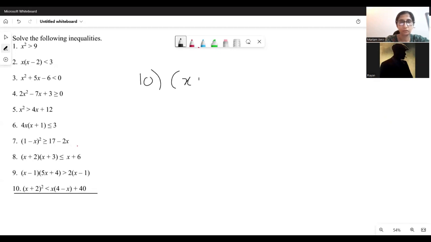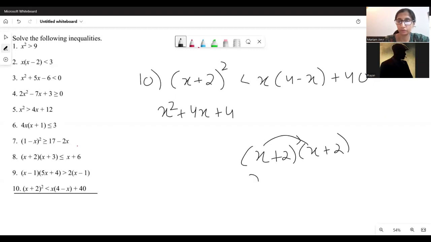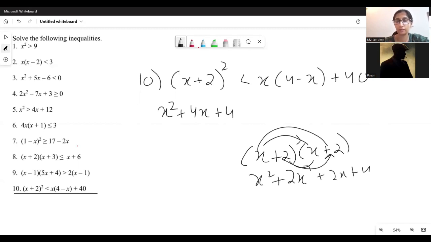X plus 2 whole square is less than 4x minus x squared plus 40. We have a squared plus 2ab plus b squared. X plus 2 whole square expanded becomes x squared plus 4x plus 4. If you're unsure, you can do it like this: x times x is x squared, x times 2 is plus 2x, plus 2x, plus 4, which gives the same answer, x squared plus 4x plus 4.